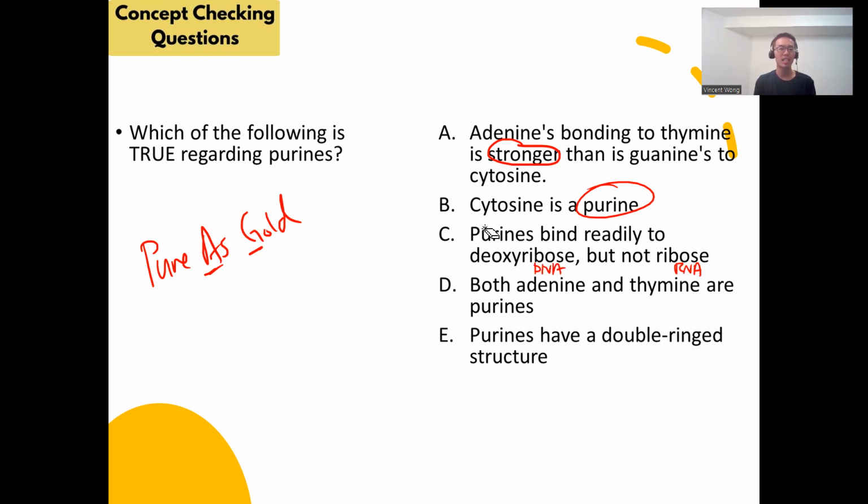So let's take a look at an example of purines, A and G. Both A and G are present in DNA and RNA, so they would bind readily to both kinds, not exclusively to one versus the other. Both adenine and thymine are purines? Nope, adenine and guanine are. So that's not correct. Purines have a double ring structure, two rings, right? That's correct.